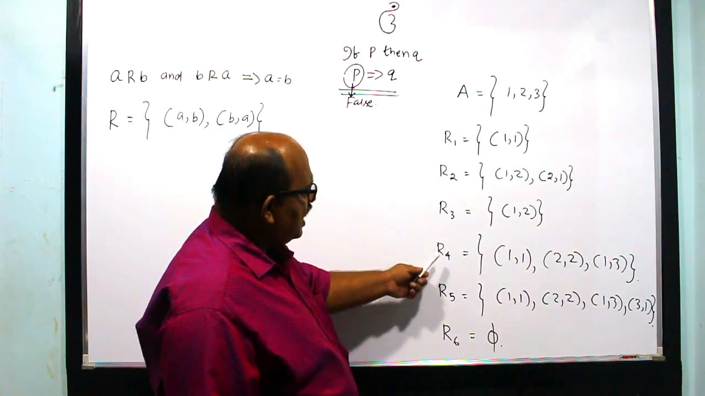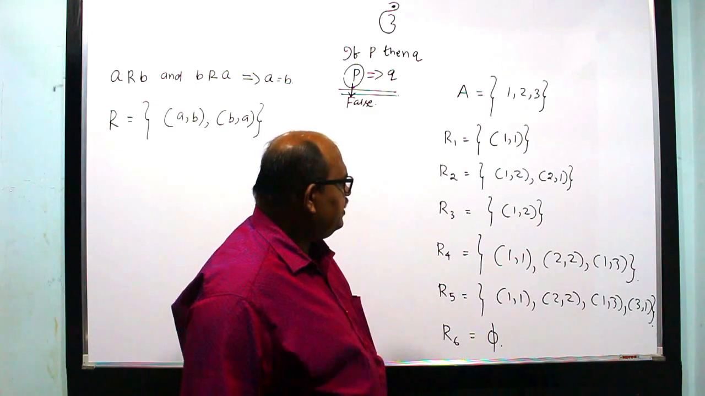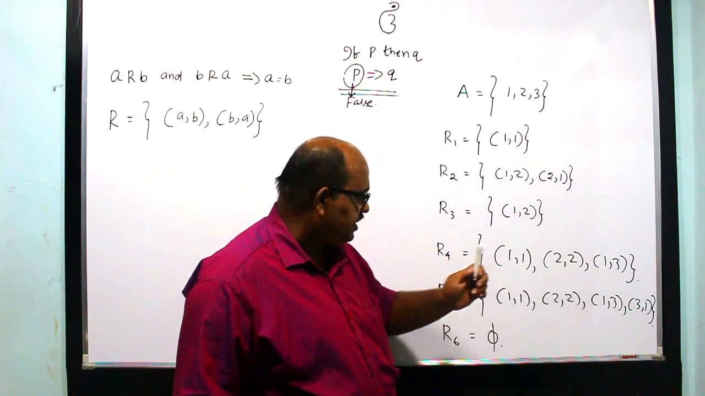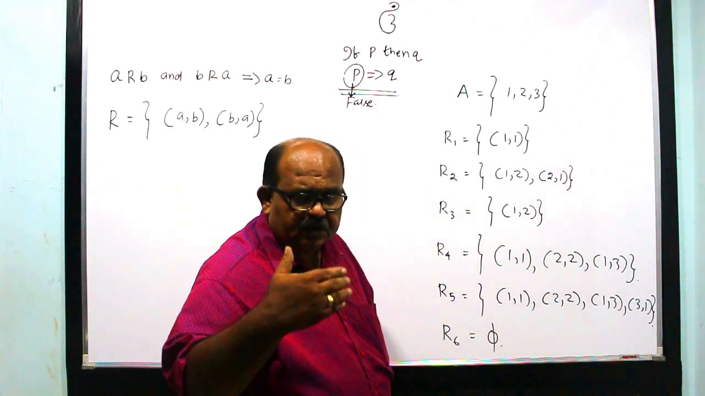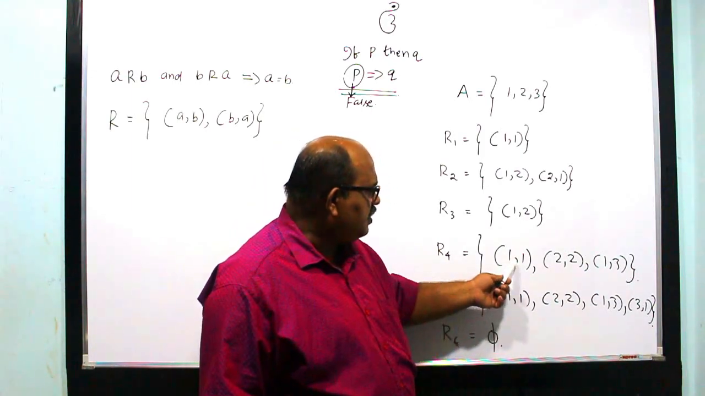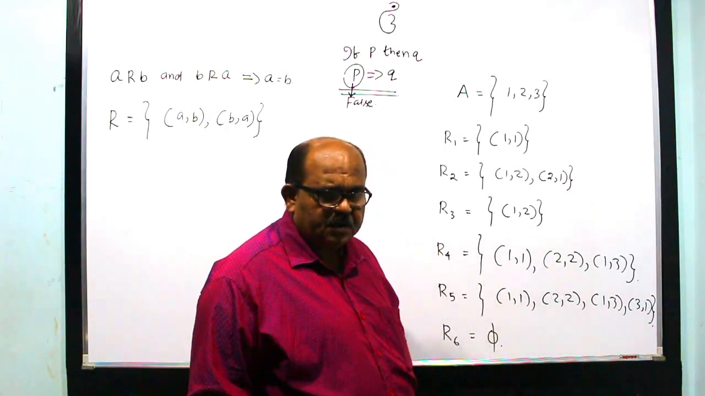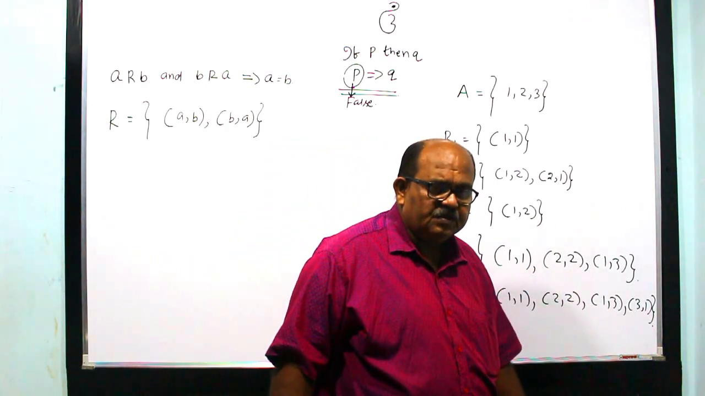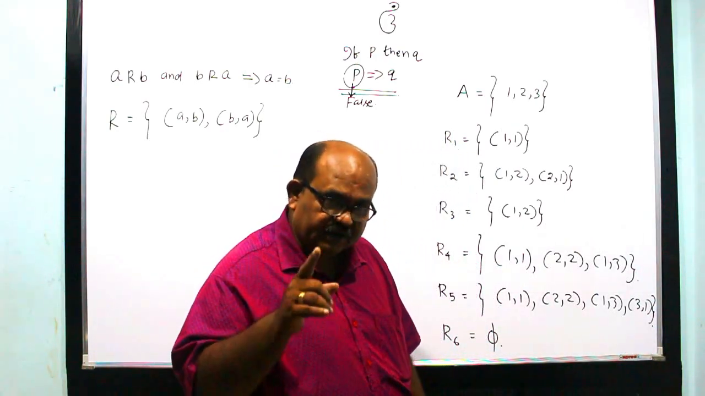Now come to relation R4: 1 1, 2 2, 1 3. Remember, every ordered pair must be checked for antisymmetric. Every ordered pair will be checked for the testing of antisymmetric. Now come to 1 1. Will 1 1 be antisymmetric or not? Yes. 2 2? Yes. 1 3? Yes.